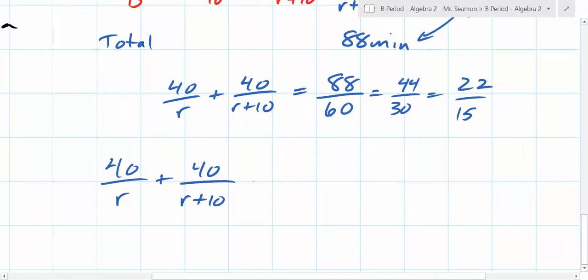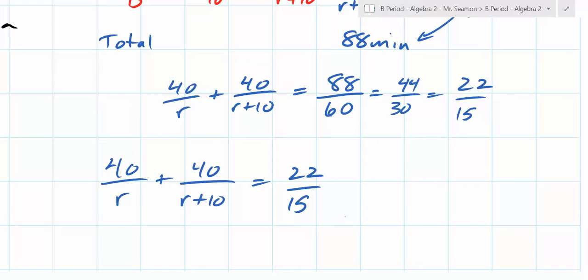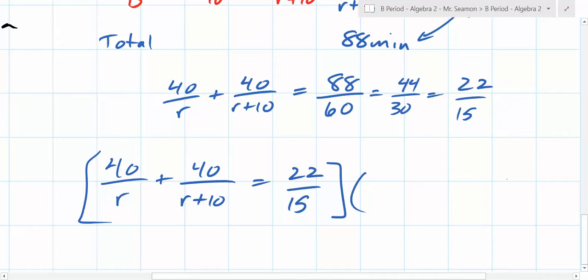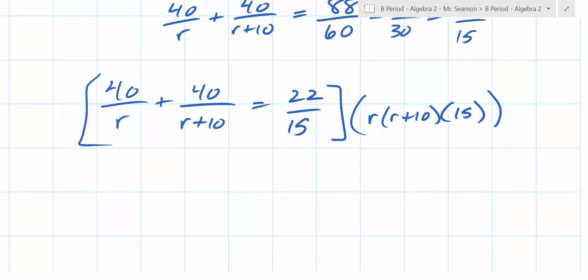Now, at this point, when you have 22 over 15, there's different ways to go about solving this. Unfortunately, there's no way around the fact that you're going to have big numbers. There's just no way around it. Let's multiply by the same thing. Can you tell me what I should multiply by? R times R plus 10 times 15. If you multiply by that, all of the denominators are going to go away. Are we going to end up with big numbers? Yes, but are all the fractions going to go away? Yeah.